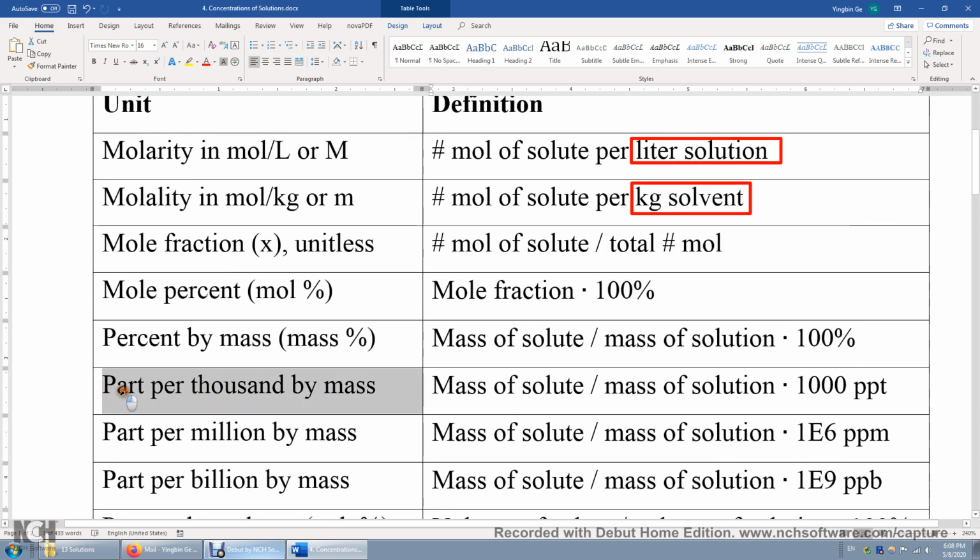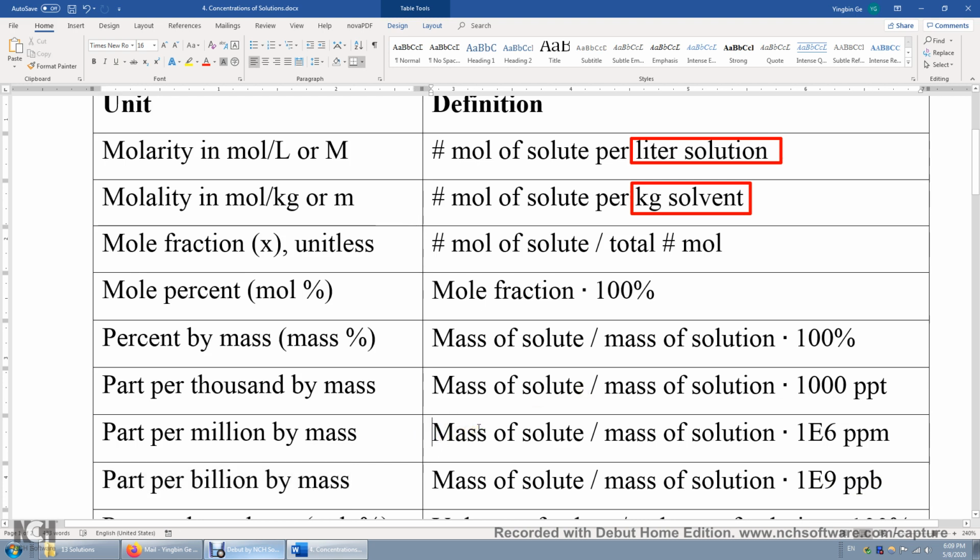And then you have part per thousand by mass, part per million by mass, part per billion by mass. They are just roughly the same. What you need to do is, again, mass of solute divided by the mass of solution, and then multiply by 1000 for ppt, part per thousand, 1 million for ppm, part per million, and 1 billion for ppb, part per billion. So you can do that.